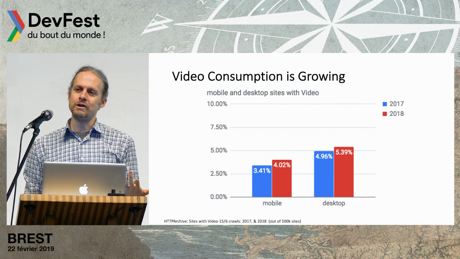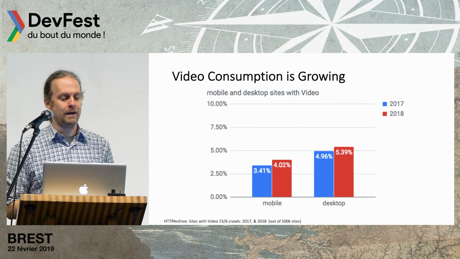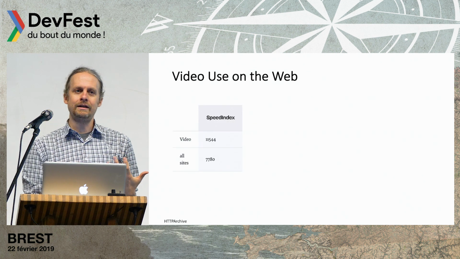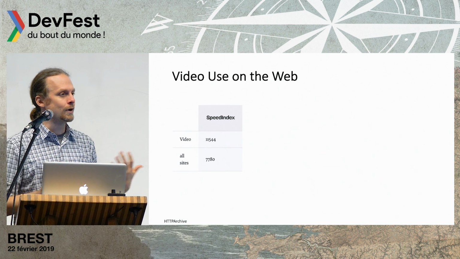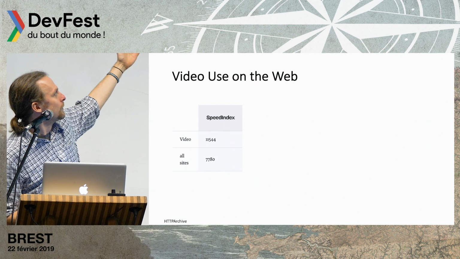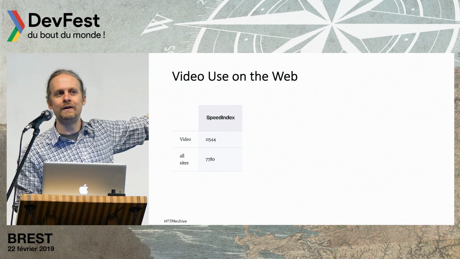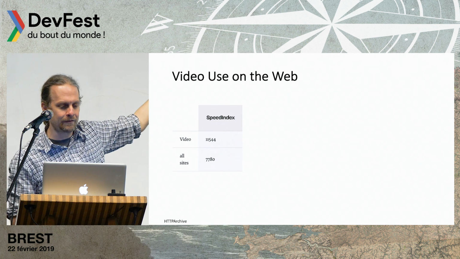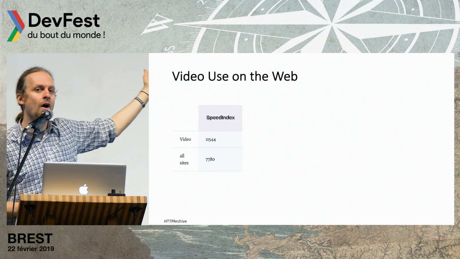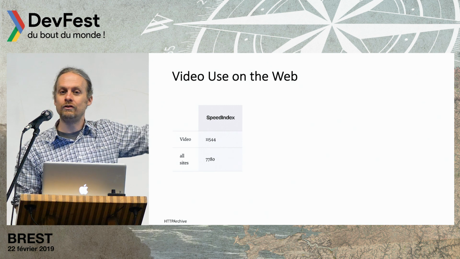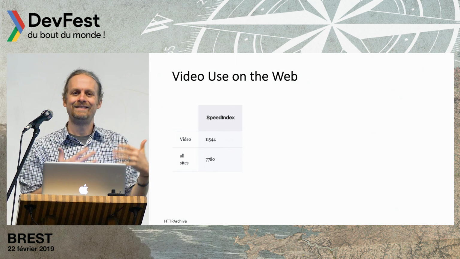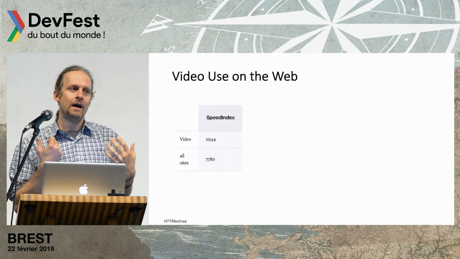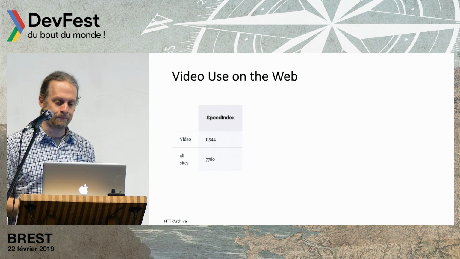But when you put video on your web page, as you might imagine, speed index is an indicator of how fast the page loads. It's rendered in milliseconds. And so the speed index of the median page with video is 11 seconds, 11.5 seconds. But all other sites are about 7.5 seconds. So we've got this 4-second tax, as you might say, just for having video on your website.